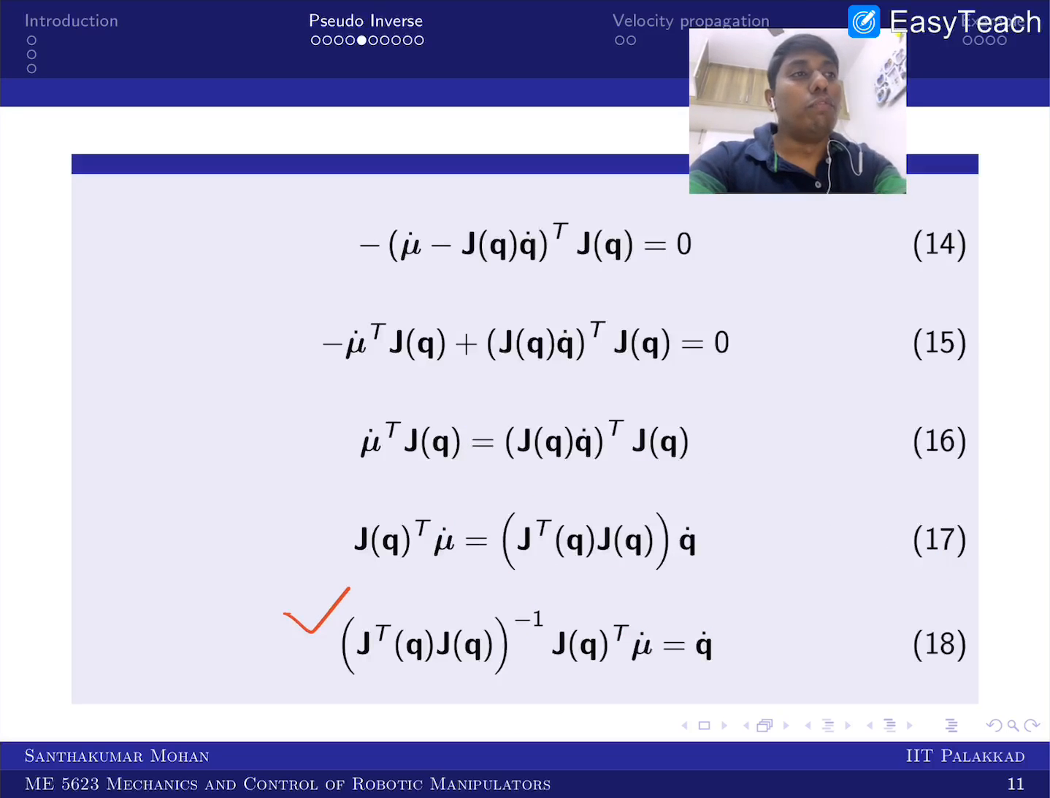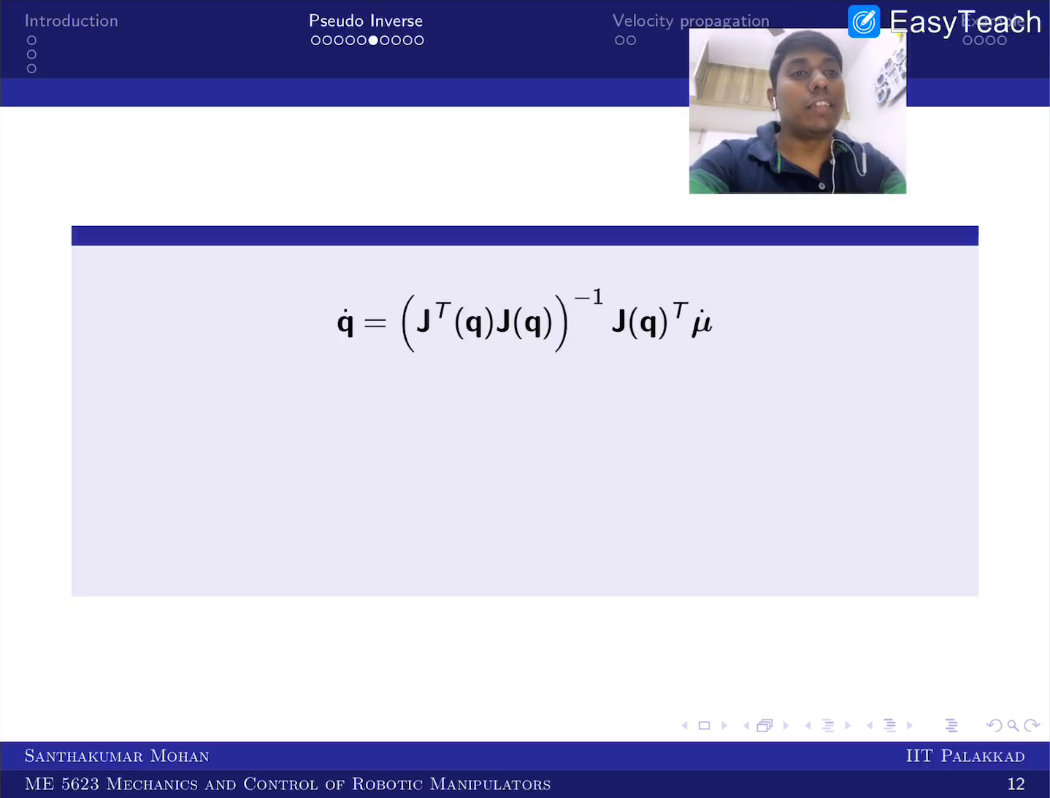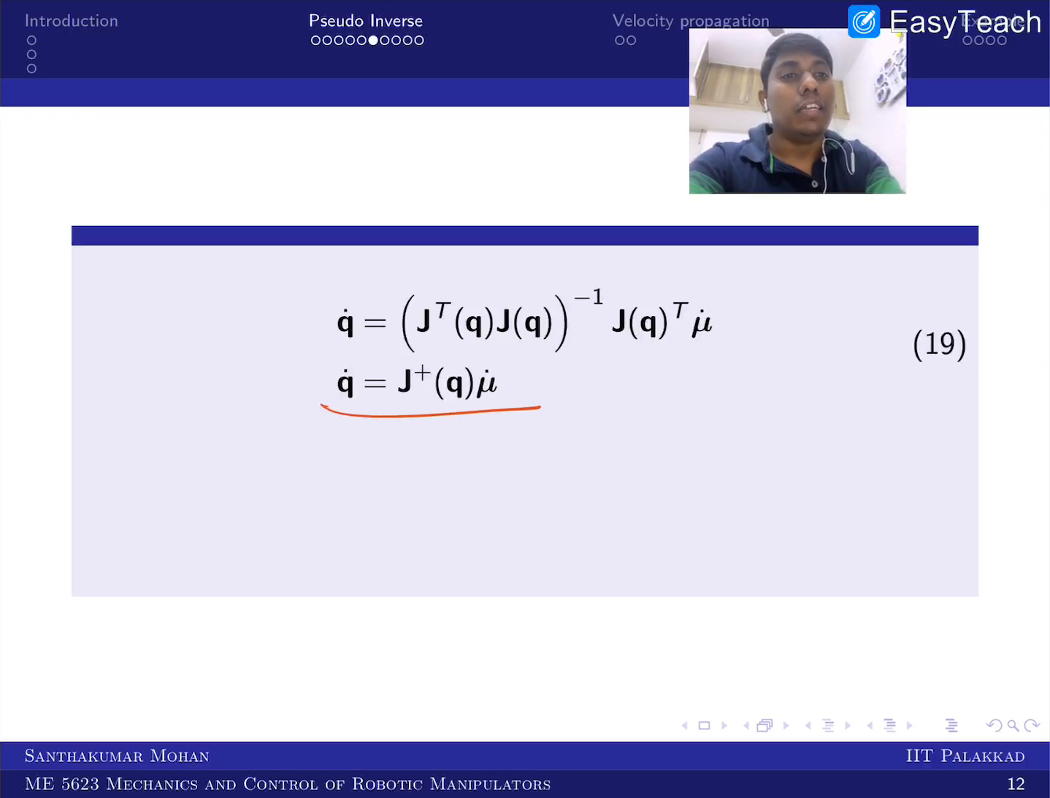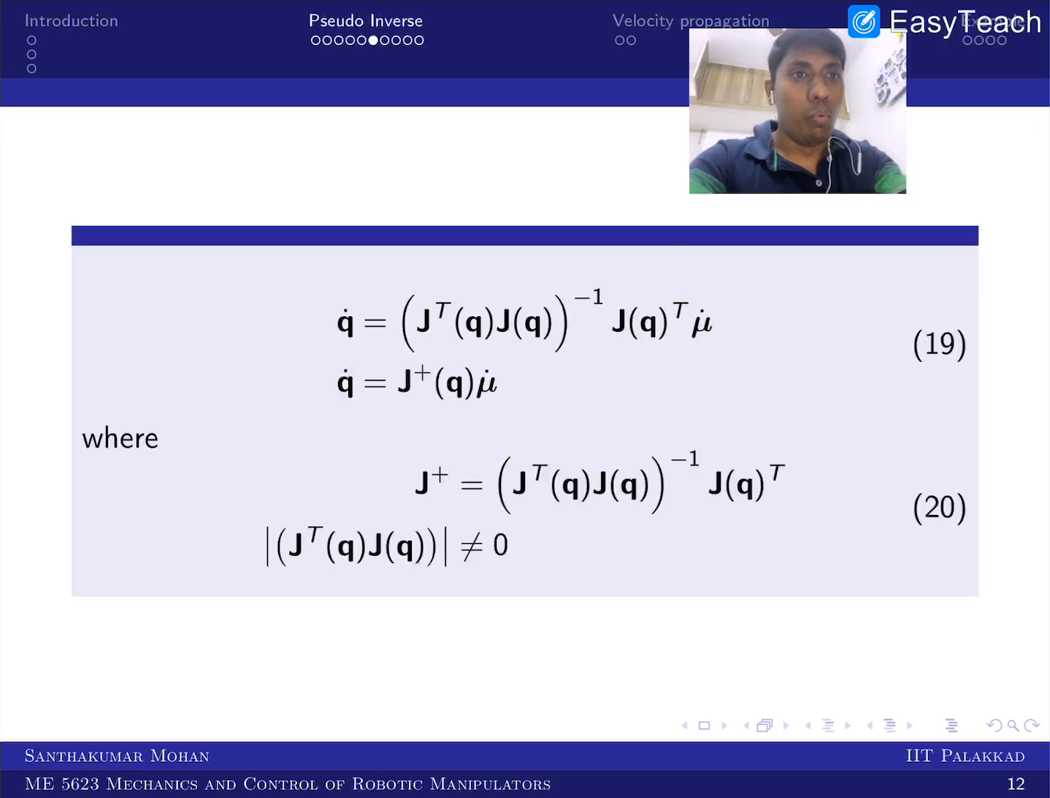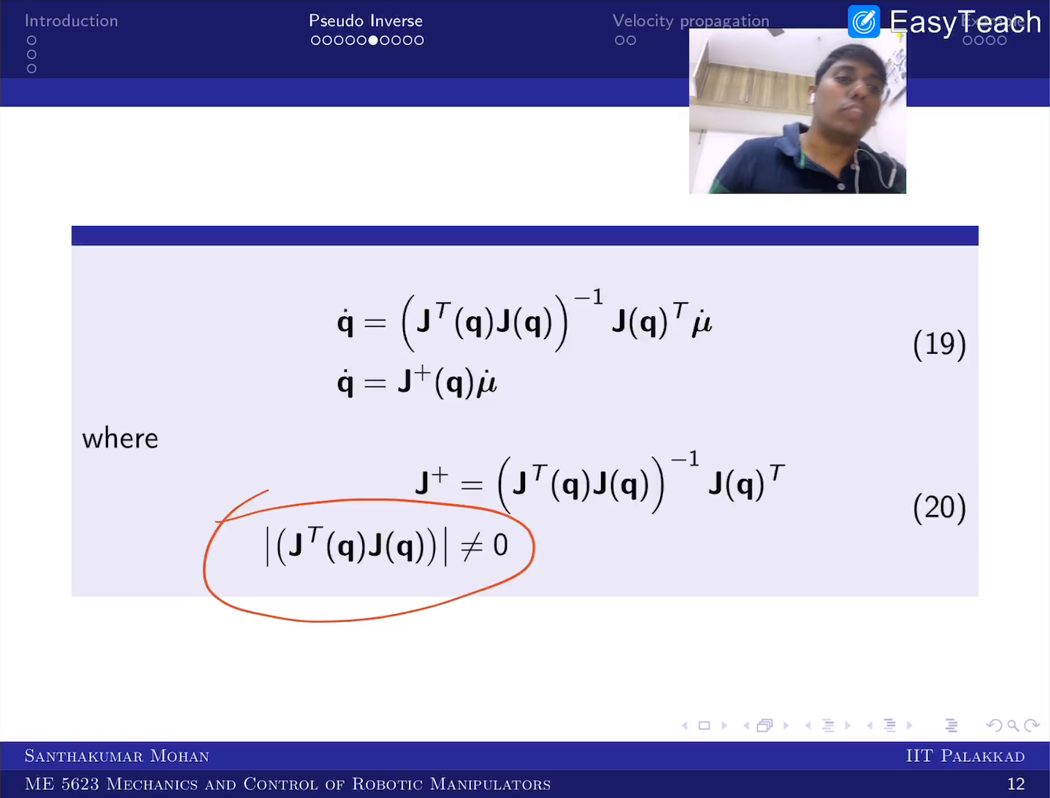So now we'll move forward with the same thing, but here what principle have we used? We have used the least square method. This is the left inverse. So you can see this is what we have done, and this J plus is this part, and the one condition is that this square matrix determinant is non-zero, right?